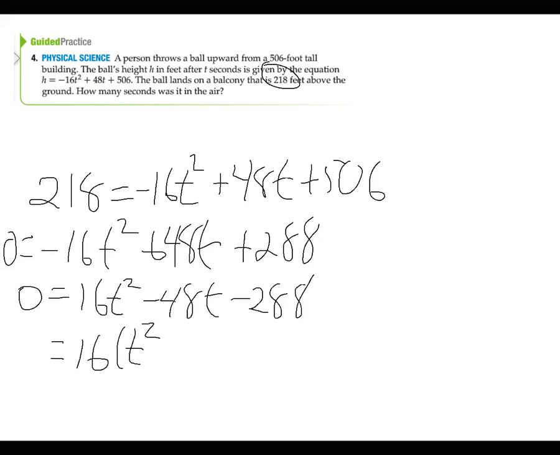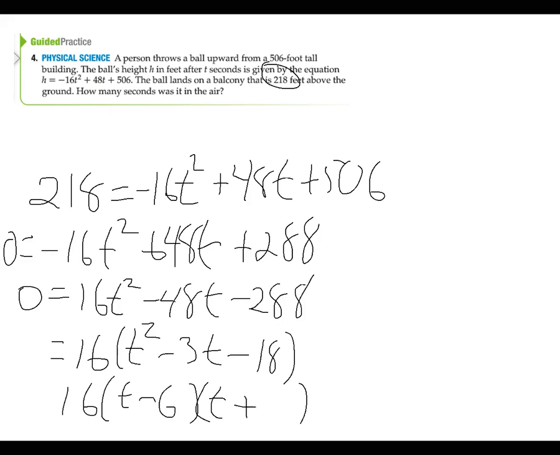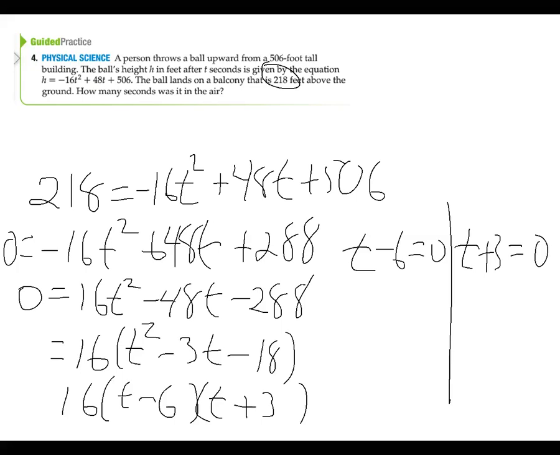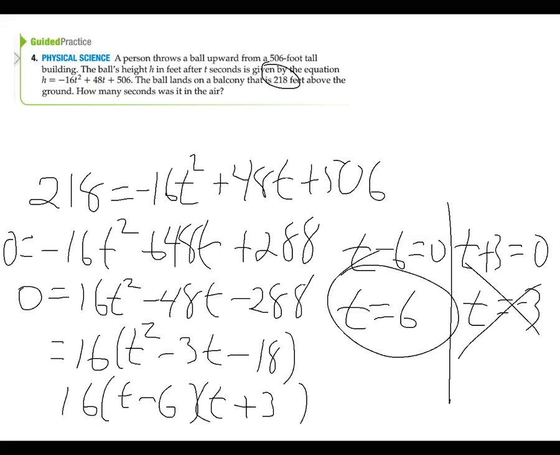So 16 times t squared minus 3t minus 18. And then since the new leading coefficient inside the parentheses is just 1, I just need factors of -18 that add to -3. And they're -6 and 3. So I set t minus 6 equals 0 and t plus 3 equals 0. Here I get t equals 6. Here I get t equals -3. Time can't be negative, so it must be that 6 seconds after the ball is thrown upwards, it lands on the balcony that is 218 feet high.